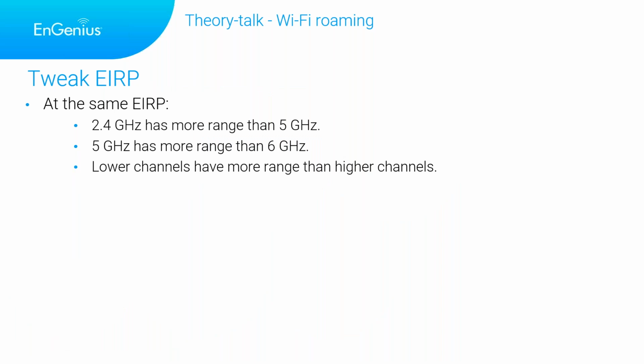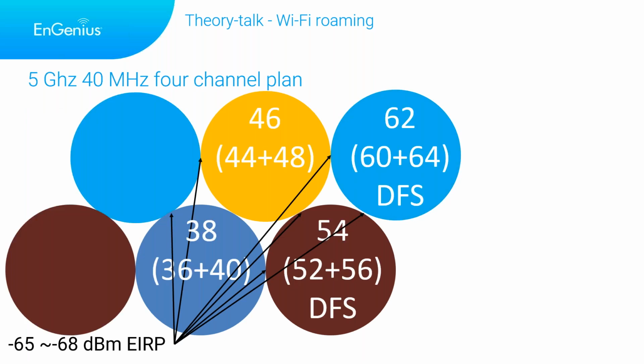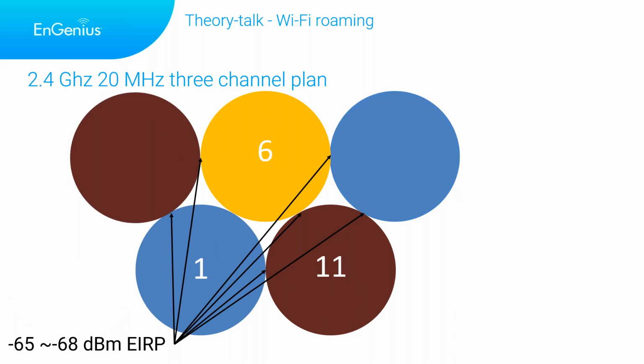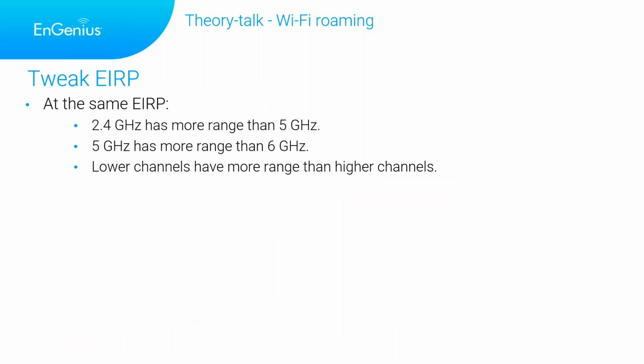So one of the things that we should do is tweak your ERP, because you have to remember that at the same power, 2.4 gigahertz will have more range than 5 gigahertz. So the 2.4 gigahertz balloon will be larger than the 5 gigahertz balloon, and you want to have them at the same size, so they have the same coverage and the same edges.